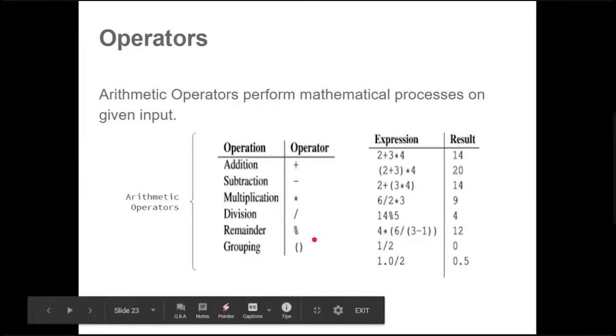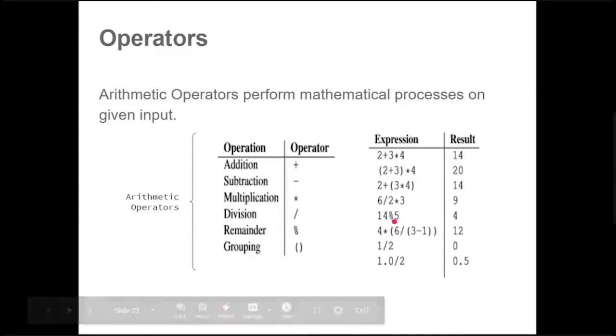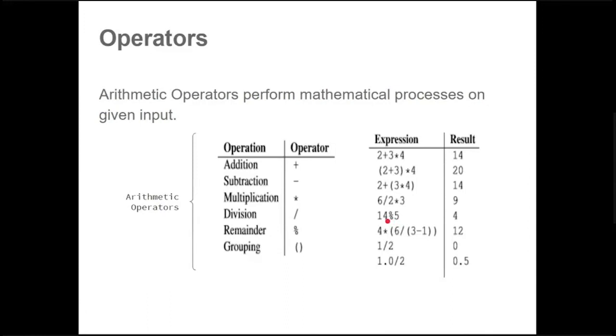The modulus operator returns the remainder of two numbers when the first number is divided by the second. Let's look at this example. 14 mod 5. When 14 is divided by 5, it gives you a quotient of 2 and a remainder of 4. This operator returns the remainder.